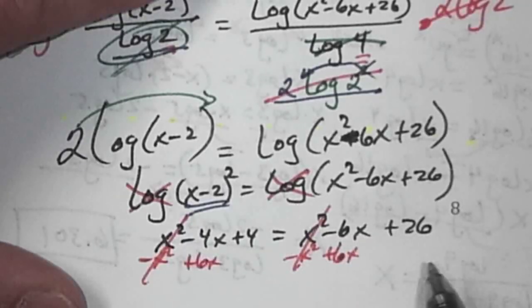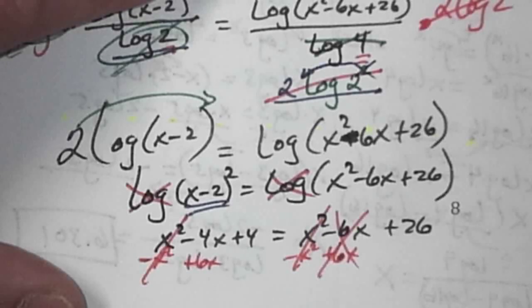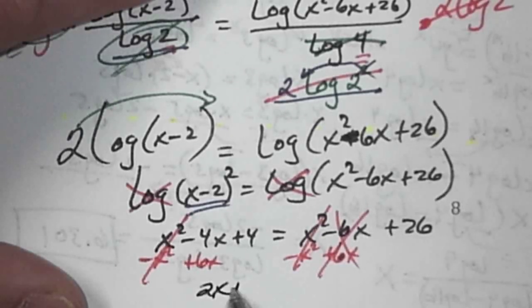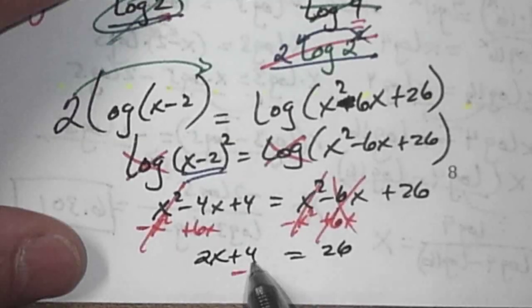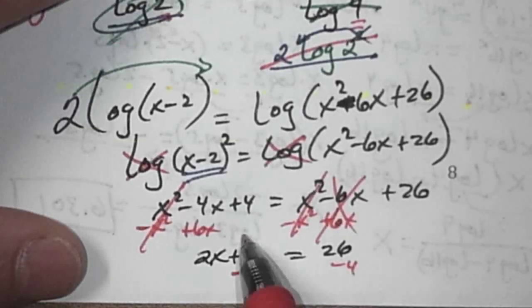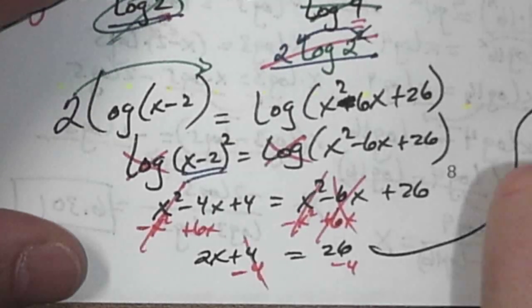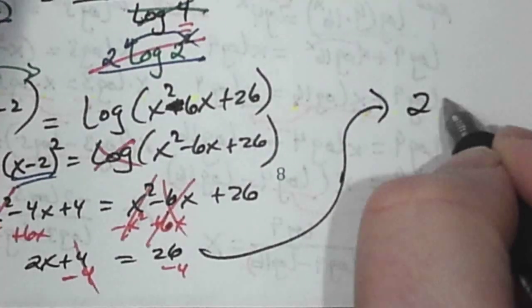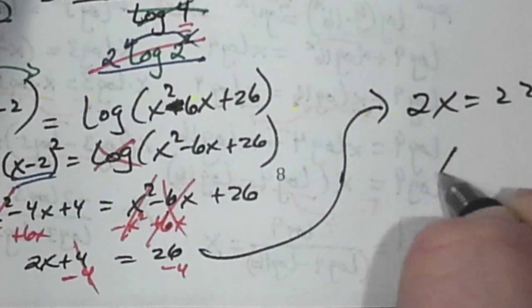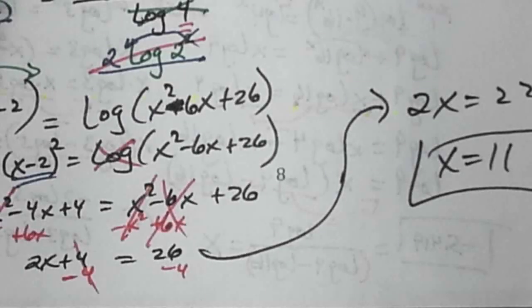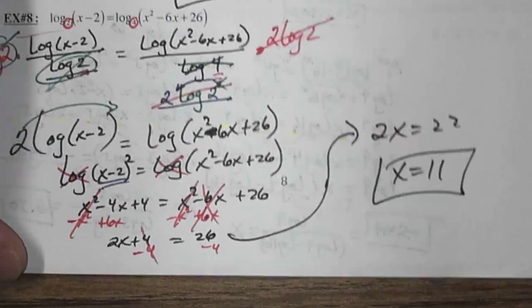If we add 6x to both sides, we get a 2x. This becomes 2x plus 4 equals 26. If we subtract 4 from both sides, we get what? 2x equals 22. So x is 11.